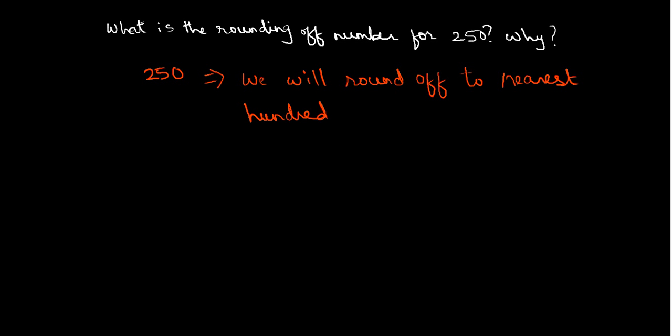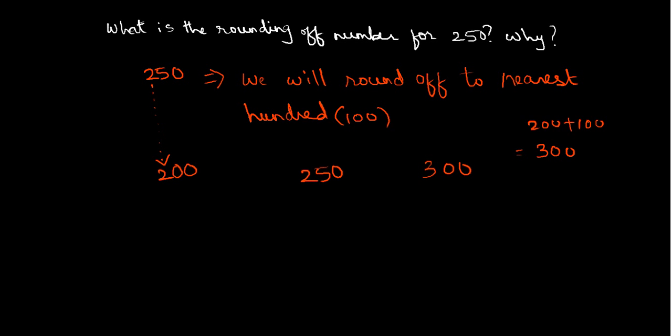So how to make the nearest hundreds to 250? Since 100 has two zeros, put two zeros and copy the digit 2 as it is. Now for this 200, add 100. 200 plus 100 is equal to 300, so write 300 over here. And what is the middle number between 200 and 300? 250. Okay, so we want to round off the number 250 itself.